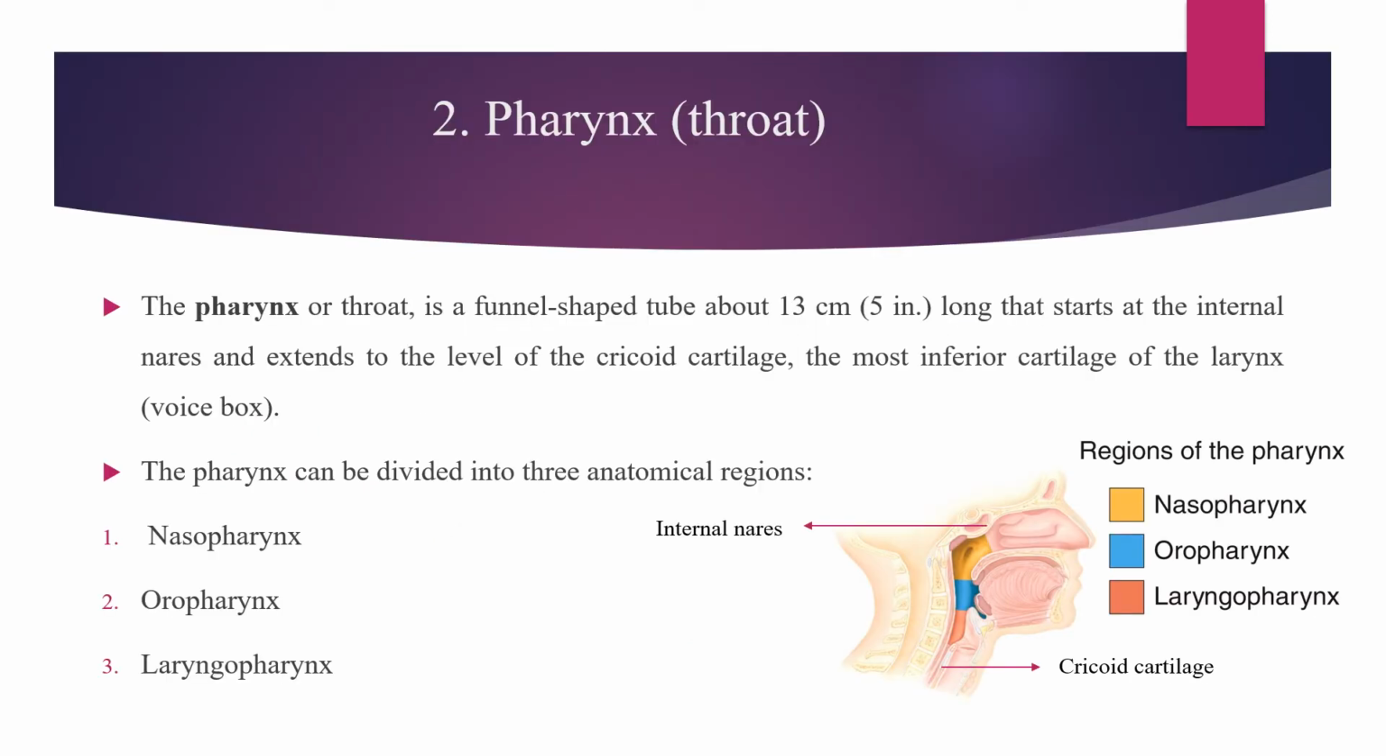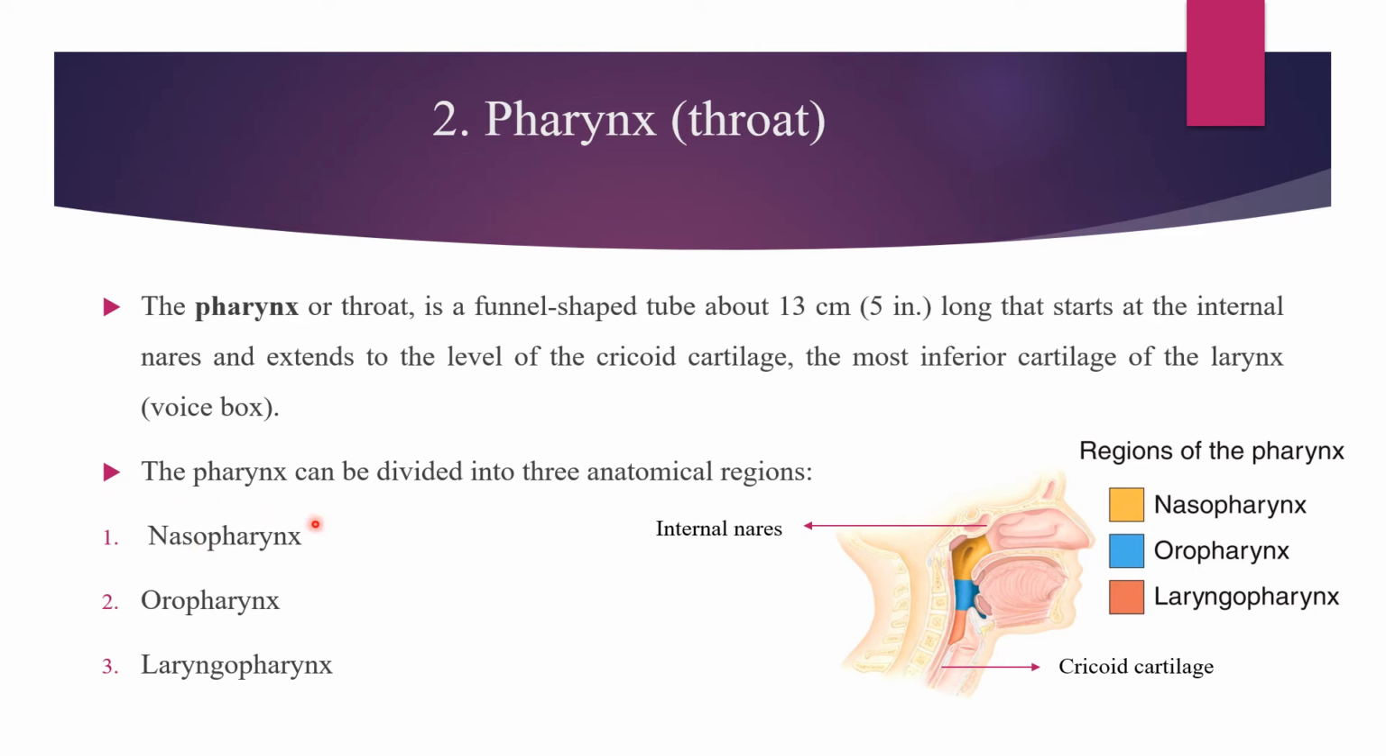Now we'll see the next part of the respiratory system, that is nothing but the pharynx. So the pharynx or the throat is a funnel shaped tube about 13 cm long, and it starts at the internal nares and extends to the level of the cricoid cartilage. Here in this diagram you can see the throat part, the pharynx. So it starts from the internal nares and ends at the cricoid cartilage, the most inferior cartilage of the larynx. This cricoid cartilage is nothing but the inferior cartilage of the larynx.